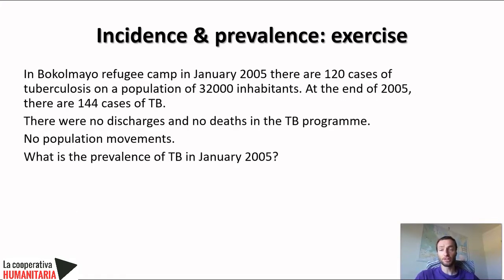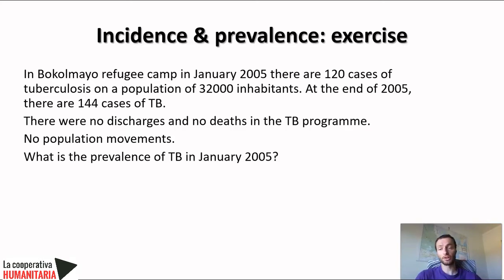In Boccolmaio, second exercise, a refugee camp in January 2005, there are 120 cases of tuberculosis in a population of 32,000 inhabitants. At the end of 2005, there are 144 cases of tuberculosis. There were no discharges and no deaths in the TB program, the tuberculosis program. No population movements. So what's the prevalence of TB in January 2005? Can you calculate it?